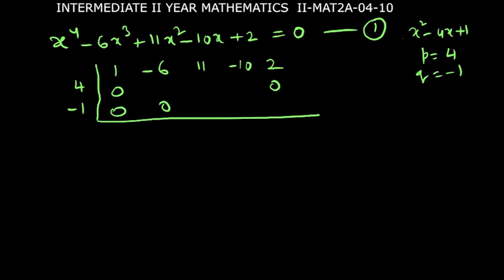Now do the synthetic division to get the quotient. 1 into 4 is 4, -2, -8, 3. Minus 1 into 1 is minus 1. 4 into 5 is 20. So yeah, we got a mistake here.